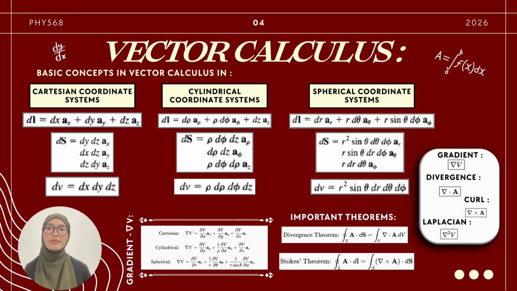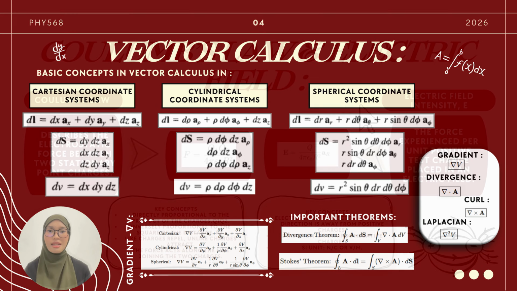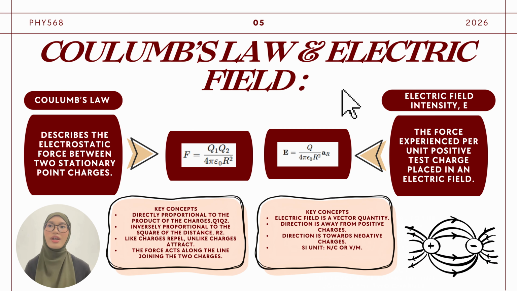Finally, important theorems such as the divergence theorem and Stokes' theorem allow us to convert between different types of integrals, making many electromagnetic problems easier to solve. This concept will become especially useful in Chapter 3. Now let's move on to Chapter 3, where we apply the mathematical concepts we just learned. The first topic is Coulomb's law, which describes the electrostatic force between two stationary point charges.